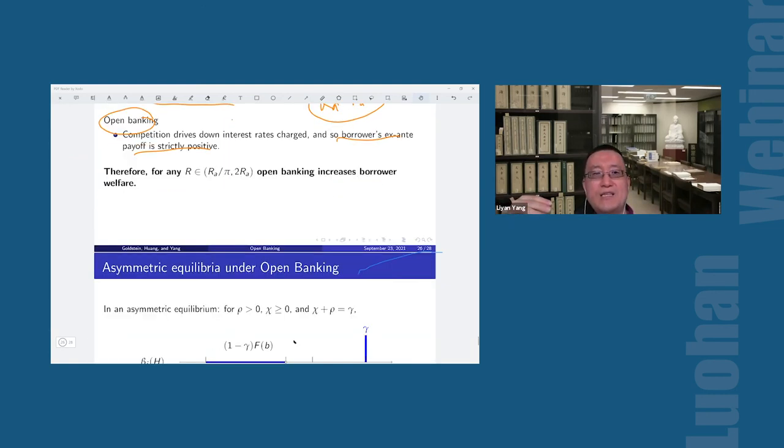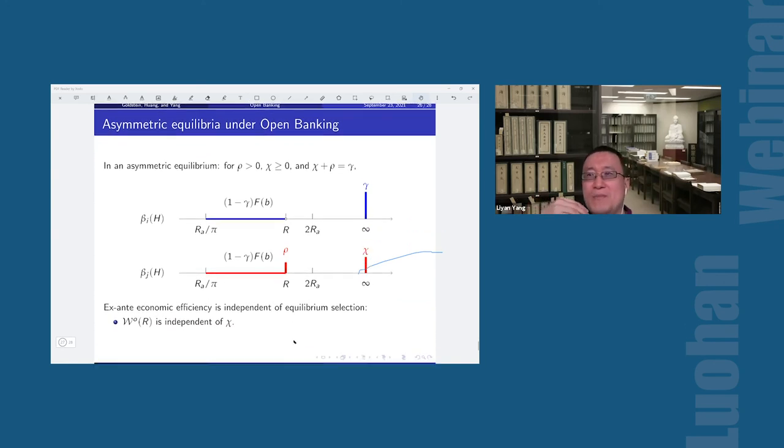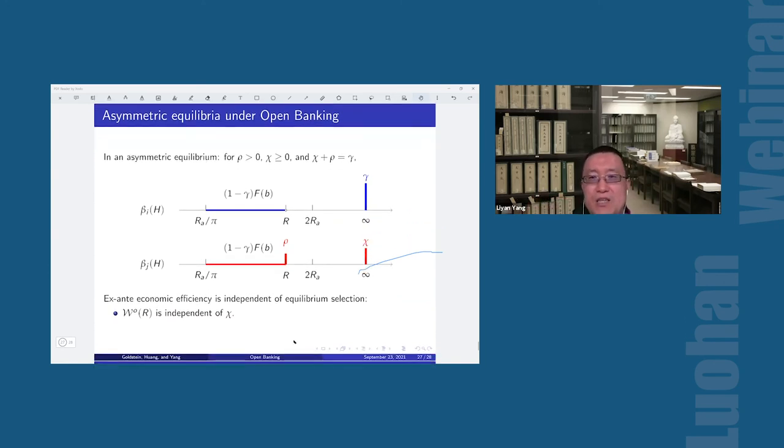And finally, it's about the asymmetric equilibrium. We spent a lot of time deriving this equilibrium to show it is a unique equilibrium. We discussed the earlier version of the paper with Zhiguo and Jidong, and they asked us whether we could have an asymmetric equilibrium, and we spent a lot of time to indeed find a continuum of asymmetric equilibria.